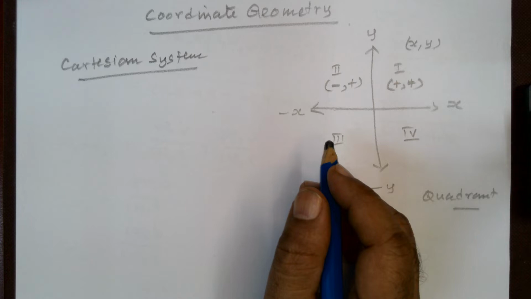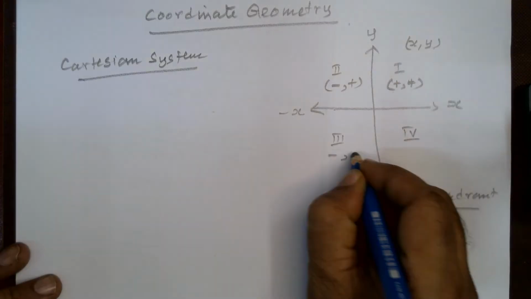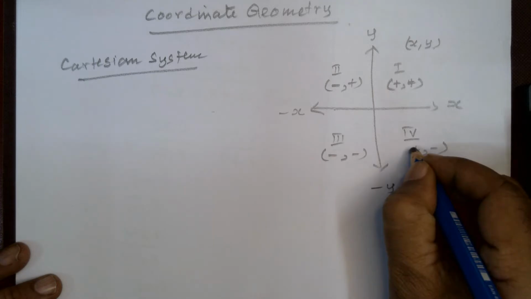Okay. And the third quadrant here has minus y. So both of them are minus. And in the fourth quadrant we have plus. So it can be represented like this. So these are all the points.